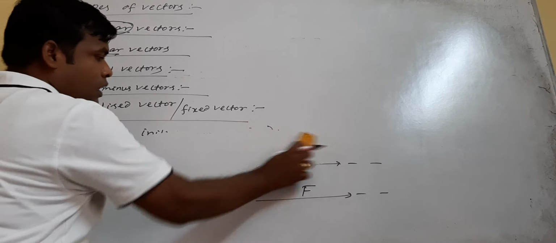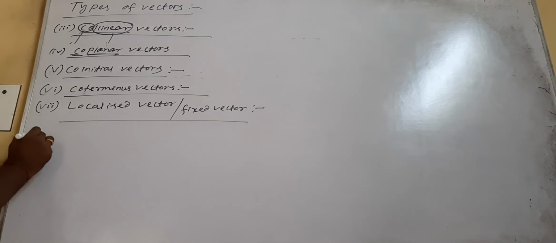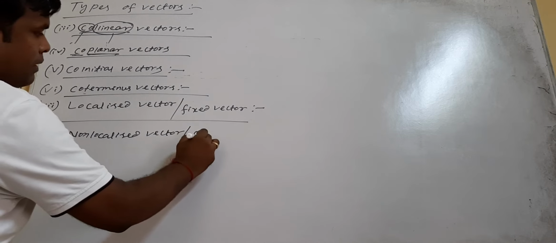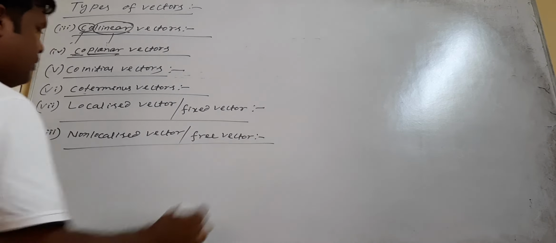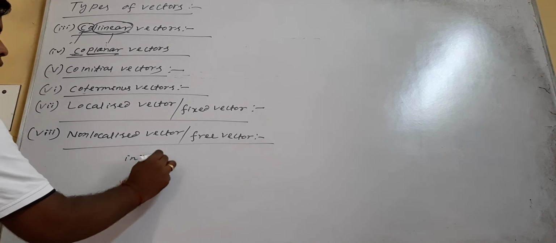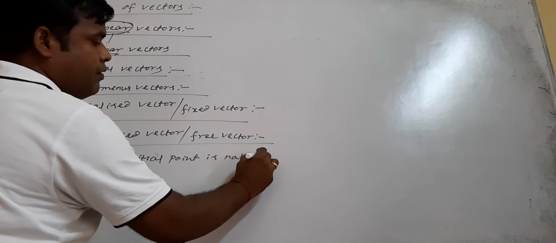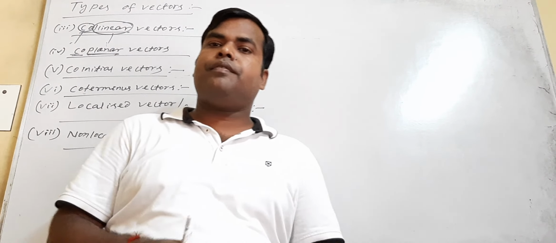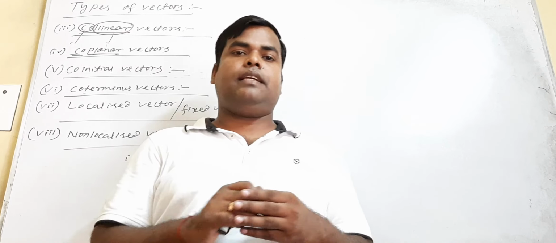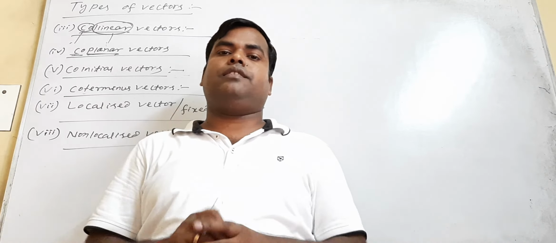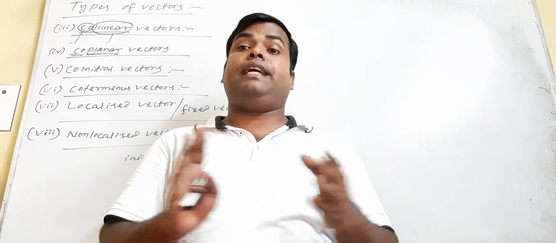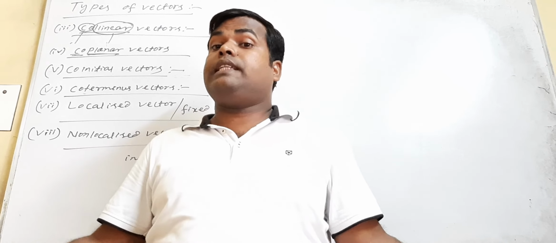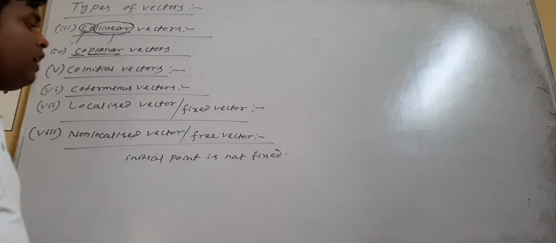Now come to non-localized vector, that is free vector. That means the initial point is not fixed. You remember, these are vectors which can be described completely by their magnitude and direction. Point of application is not needed, meaning you can shift the point of application. If you shift the point of application, then the effect will not be changed. Then it is called a non-localized vector or free vector.